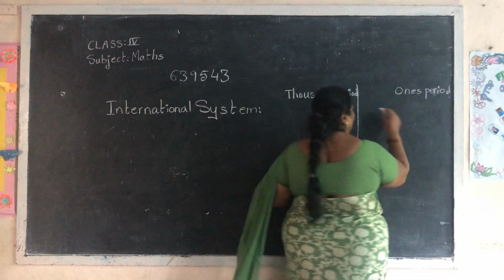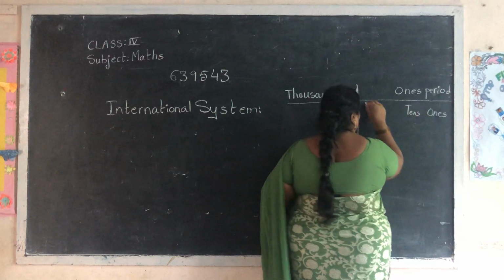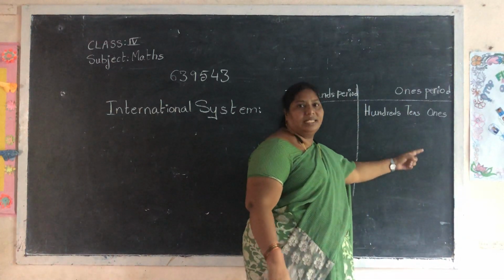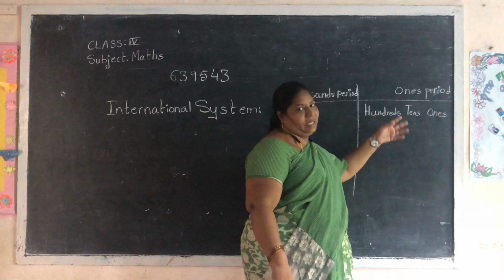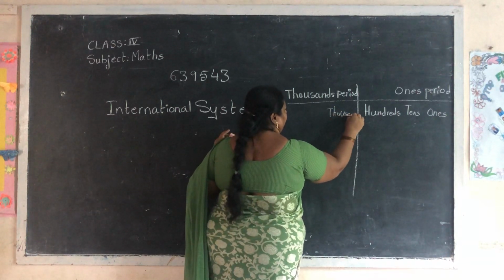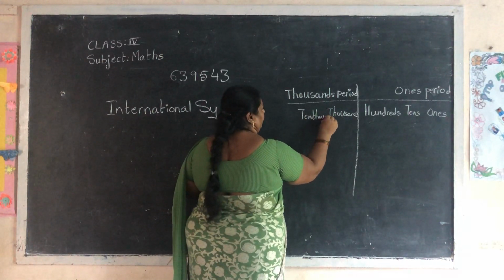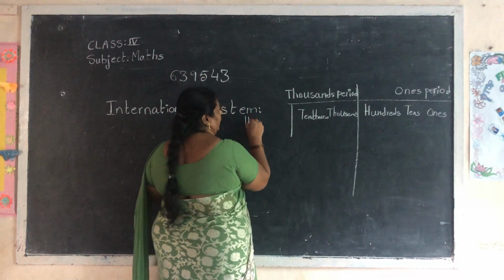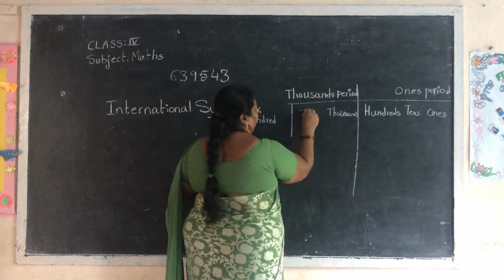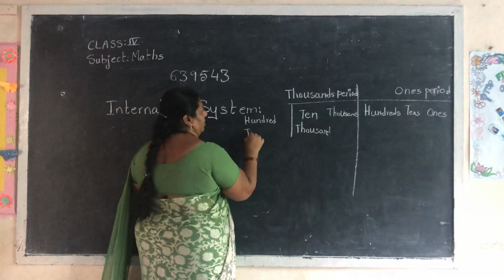Ones period and thousands period. In the ones period there are 3 places: ones, tens, hundreds, just like the Hindu Arabic system. Here in the thousands period: thousands, 10,000, 100,000.